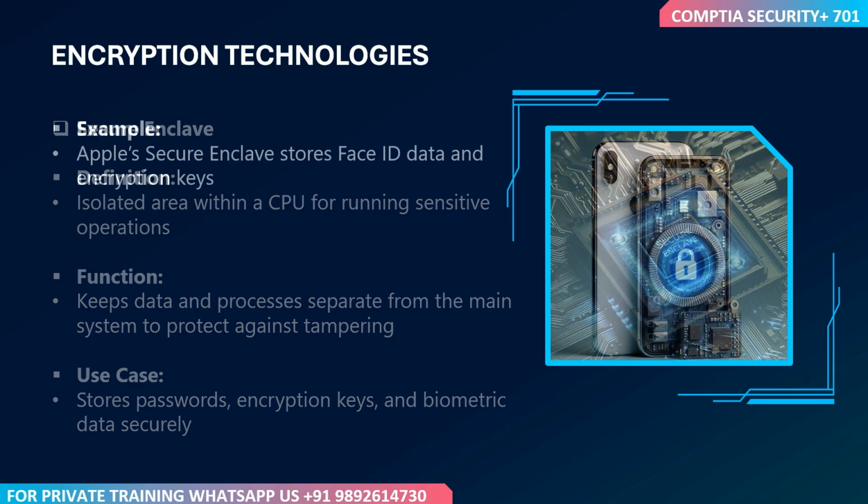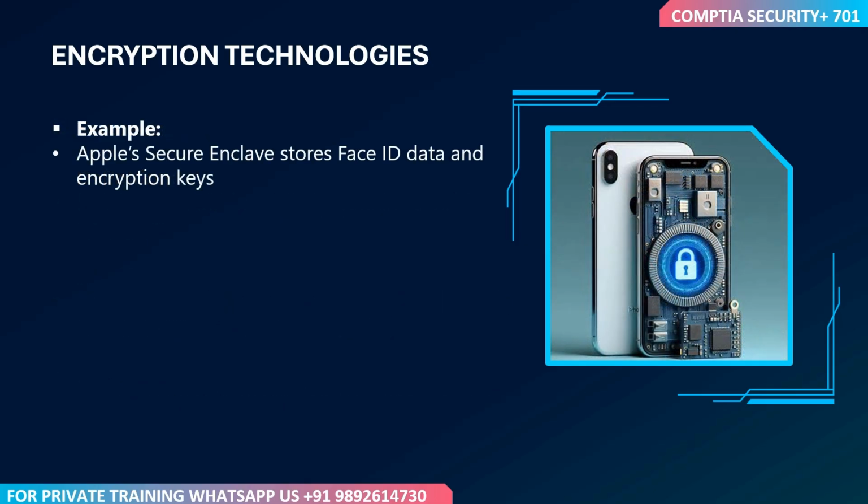Now, examples of secure enclave. Apple's Secure Enclave is a good example of this technology. It is used in Apple devices such as iPhones and iPads to store sensitive information like Face ID data or encryption keys. If someone tries to tamper with the device, the Secure Enclave will prevent unauthorized access to this sensitive data, even if the main operating system has been compromised.